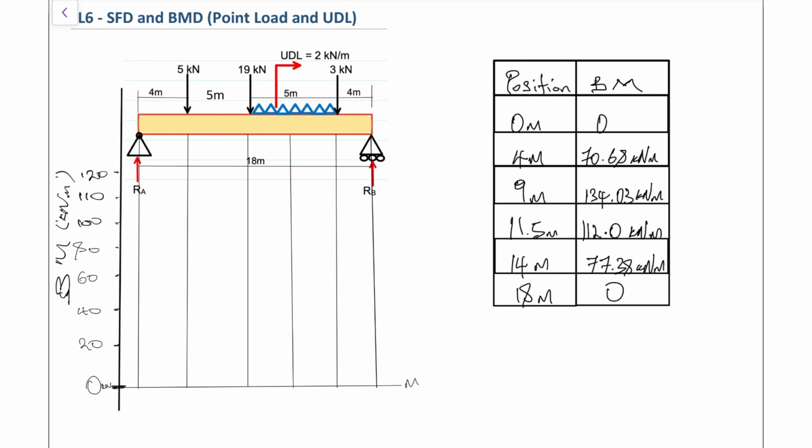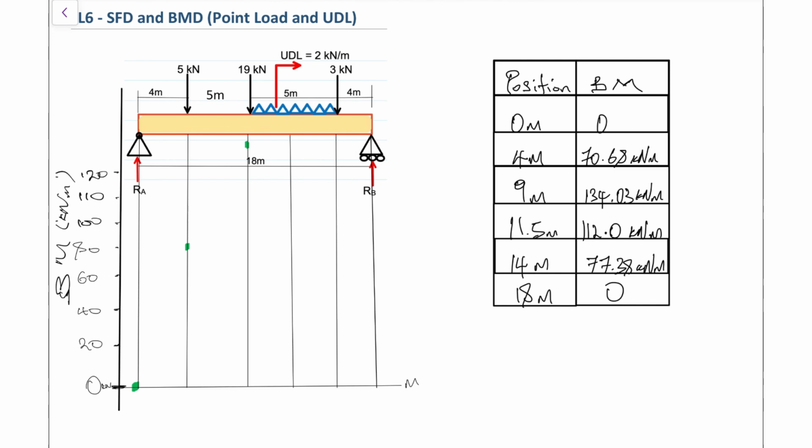So at point 0, we have our point right here, plotted at 0. Moving across to 4 meters, we need to go up to 70.68. And bear in mind, this is just an estimation, and the purpose is just for you to see what the diagram should look like. Then we have across to our 9 meter all the way up to 134. So I'll squeeze that all the way at the top. We have across to the midpoint of the UDL, which is the 11.5 meters. We come back down now to 112.